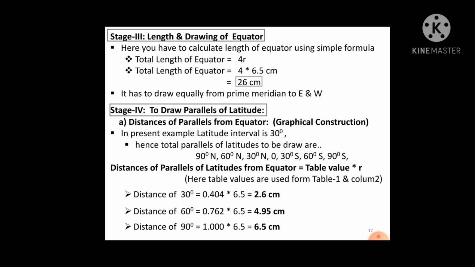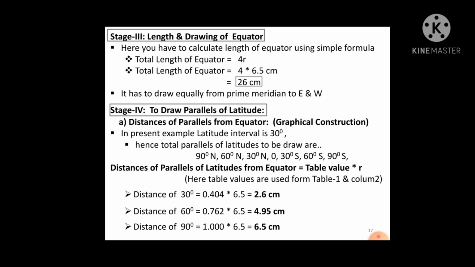0.404. Now 0.404 is what? It is a table value. Table value, is it okay? Keep in mind it is of the respective latitude. Multiply by 6.5, which is the radius of the basic circle. So we got an answer of 2.6 centimeters.